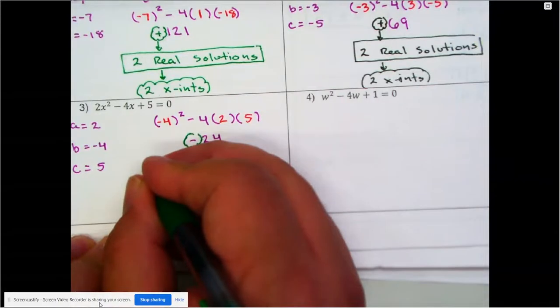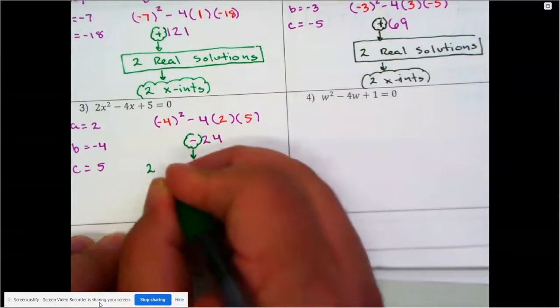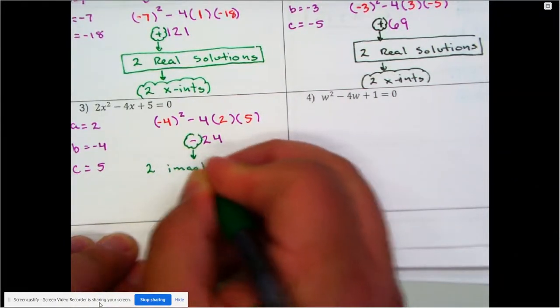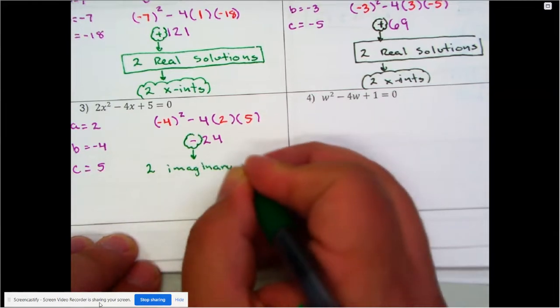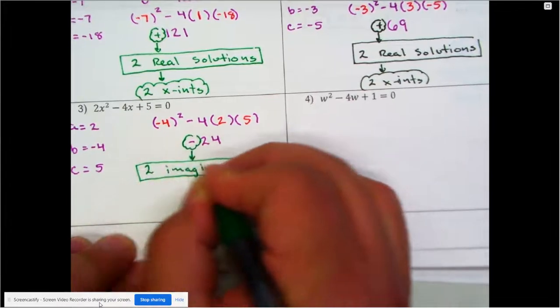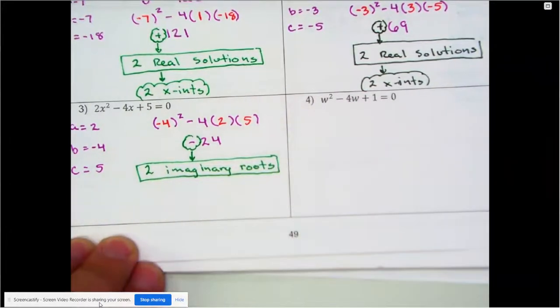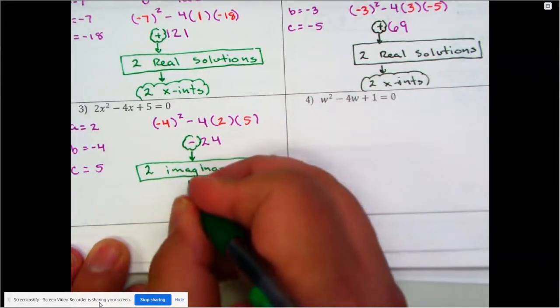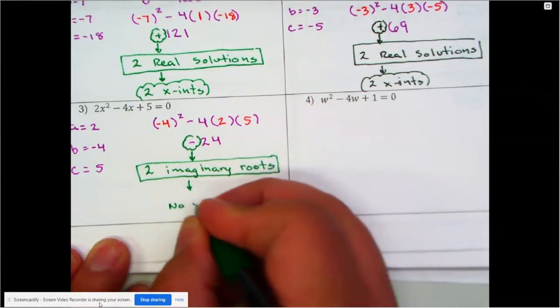But my answer that I would put in my homework is 2 imaginary solutions. You know what? I'm also going to write roots. Roots is just another way of saying solution, but it's a little bit shorter to write. Just remember, this means no x-intercepts.